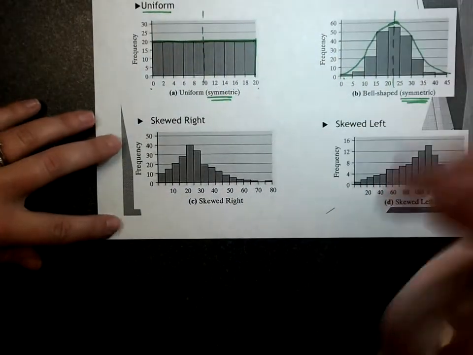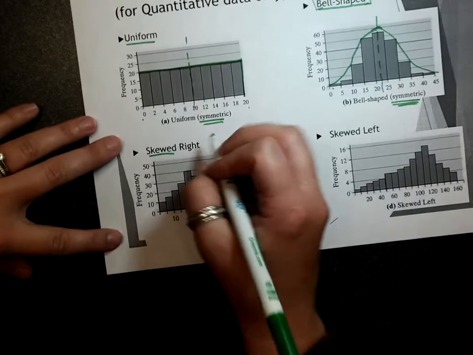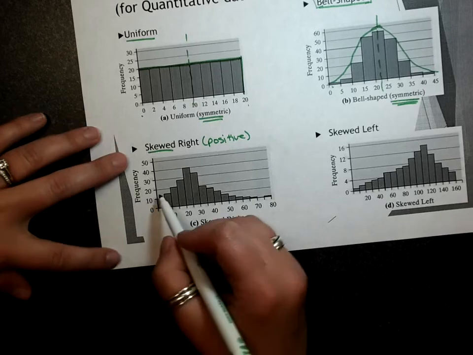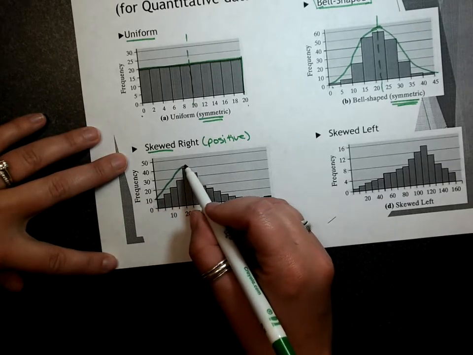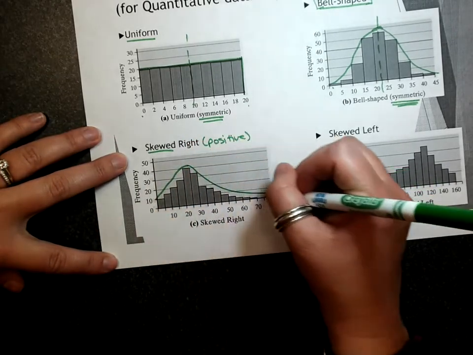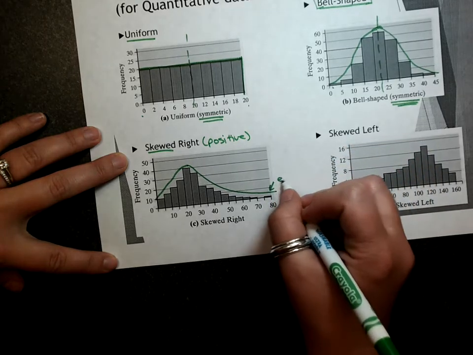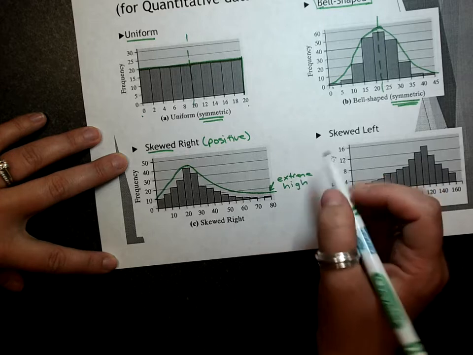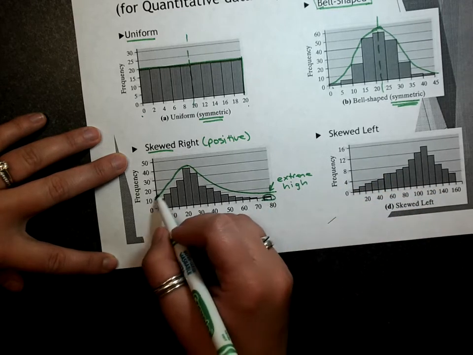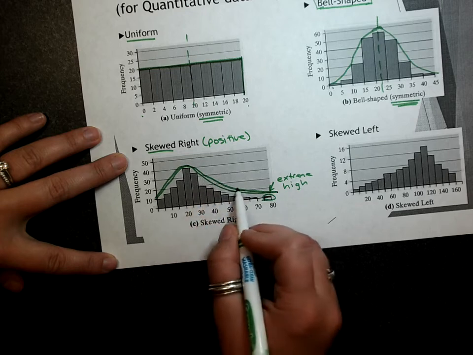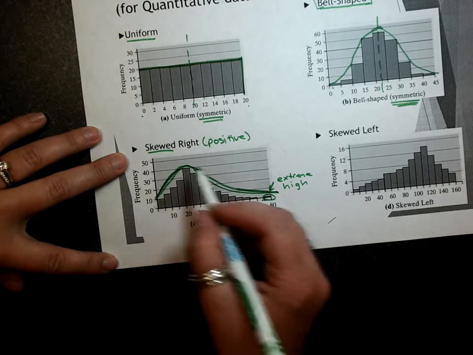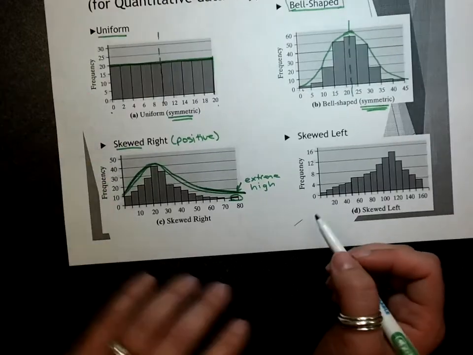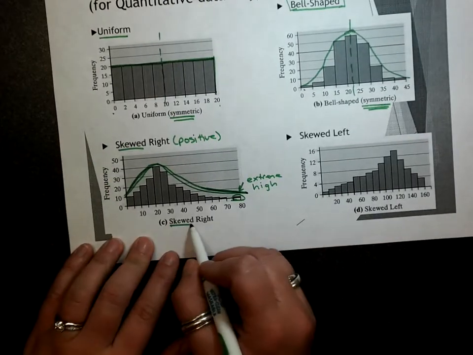The first one is called skewed to the right. Sometimes you'll see it called skewed positive, and that's when the majority of your data are low, but you have a few extreme values. So you have a few extreme high values. So you have this one value, and it's making your histogram kind of pull to the right. Majority of your data is low, you have an extremely high value to the right. So it's not symmetrical, it's skewed, it's off-centered.